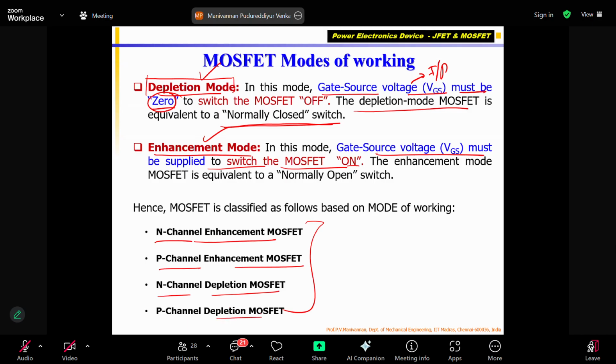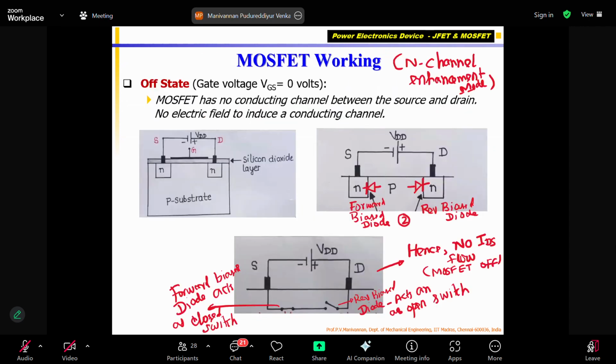There are 4 modes of operation possible from 2 types of MOSFET, P-channel and N-channel. Okay, note down. Now, let us understand how the MOSFET works. I am starting with N-channel MOSFET operation. N-channel MOSFET in enhancement mode.